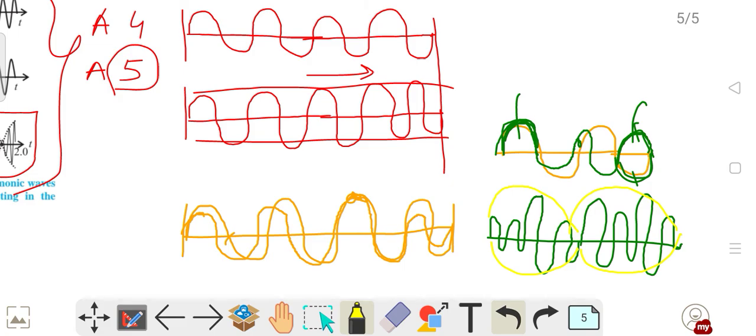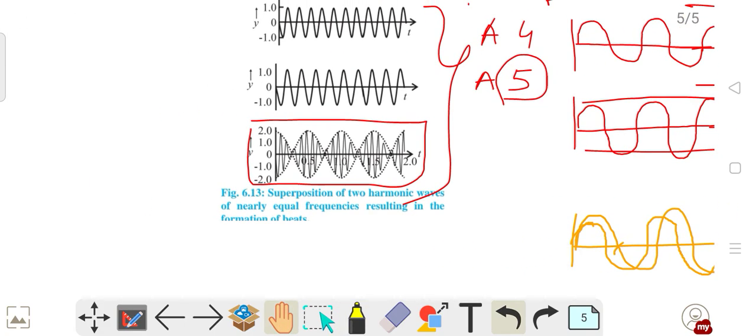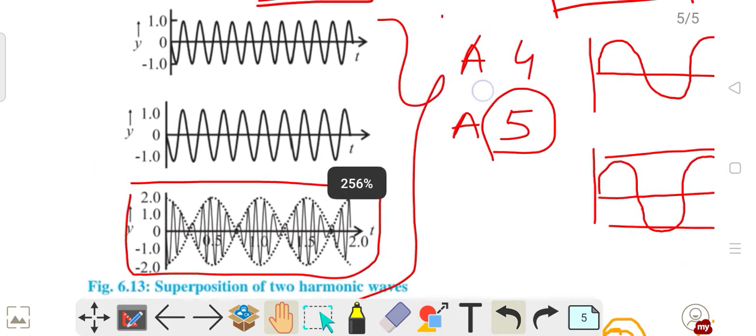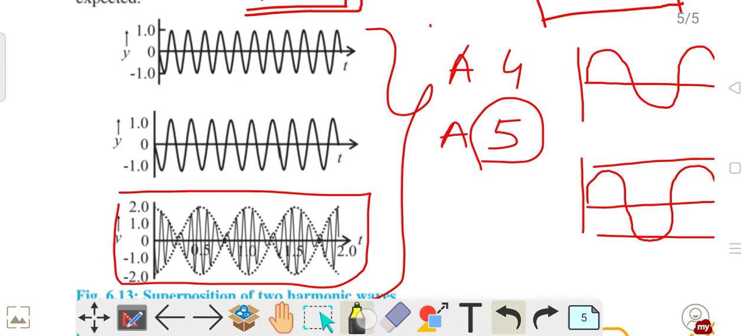isn't it? The same thing is drawn here. That means what? If you see, this wave has more frequency compared to this wave, as this is completing more cycles in same period of time than this wave. So what happens when these two superimpose each other?